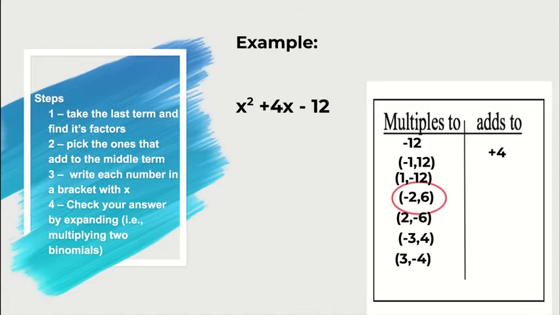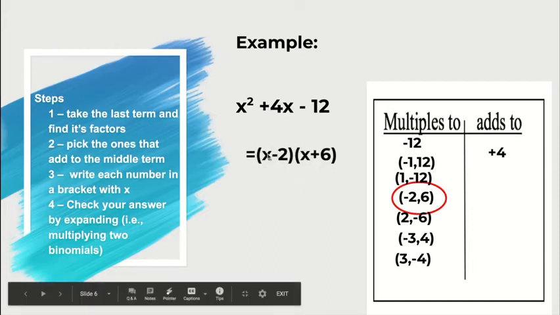So the only answer here is negative 2 and 6. So we go ahead and we put those in brackets. So the x minus 2, the x plus 6.